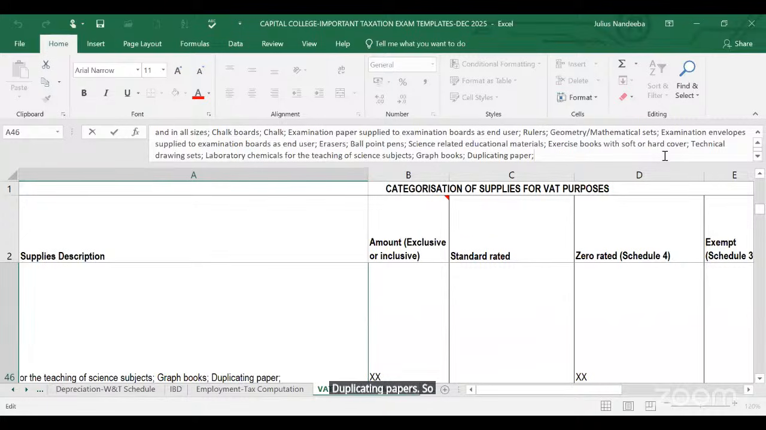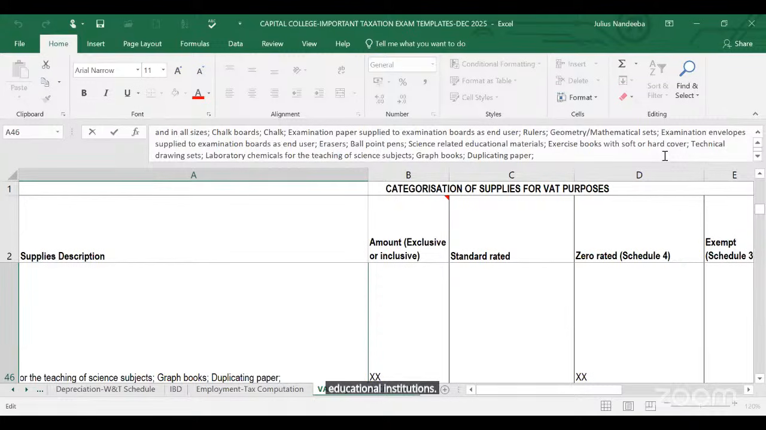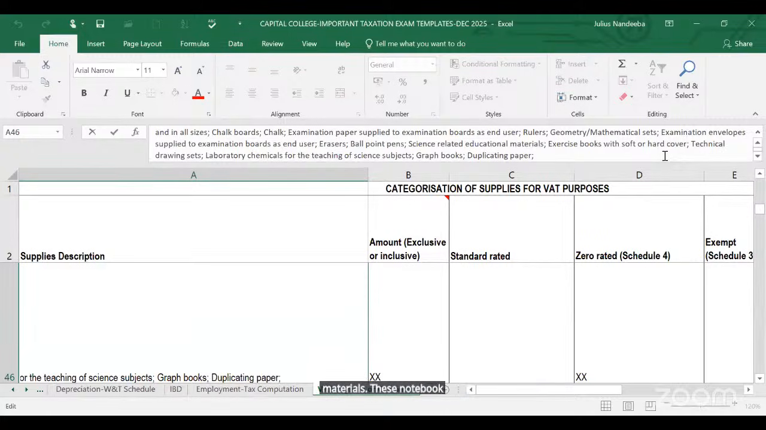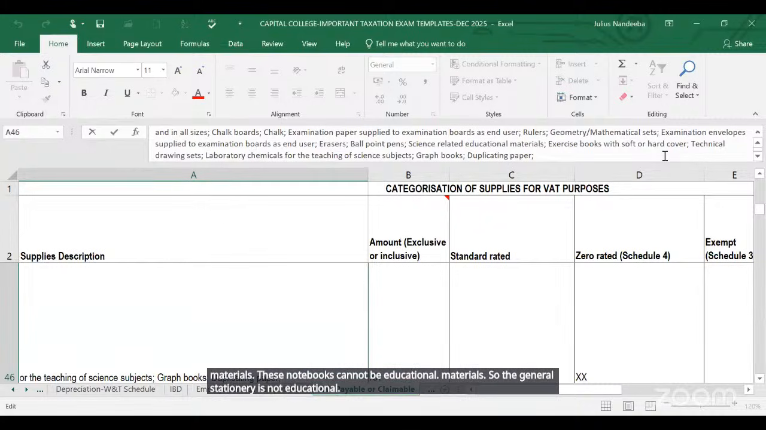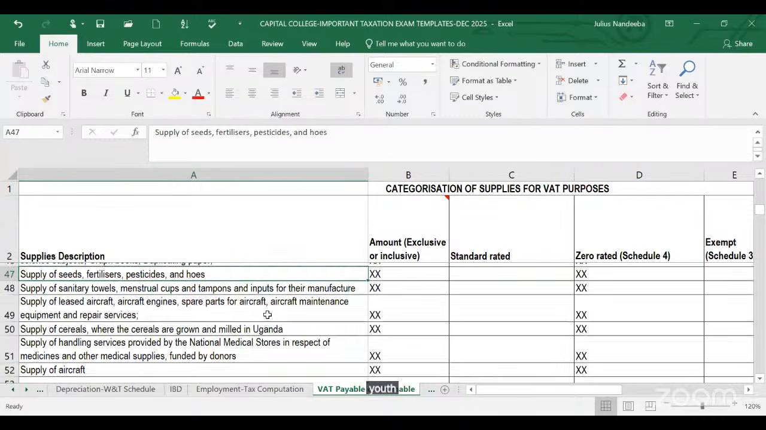So that is it. Anything else that is not in that list. By the way, the magic is you must be sure that the thing is made strictly for education institutions. If there is any other stationery that can be used anyhow, like these diaries, they cannot be educational materials. These notebooks cannot be educational materials. So the general stationery is not educational materials. Educational materials are those items strictly manufactured for use in education institutions.